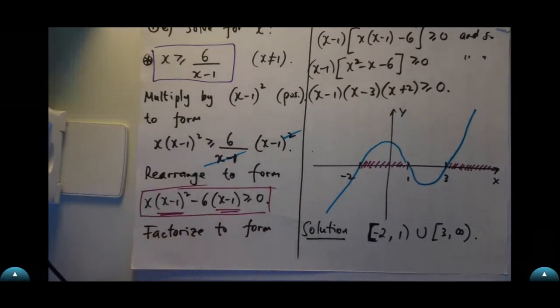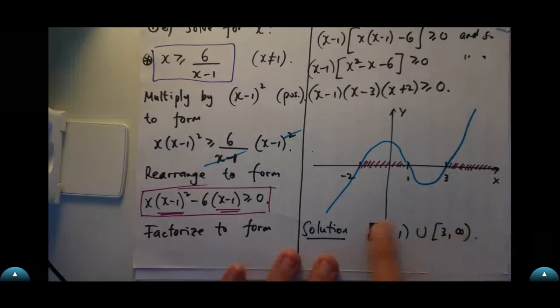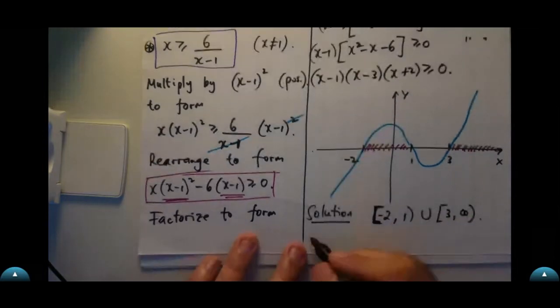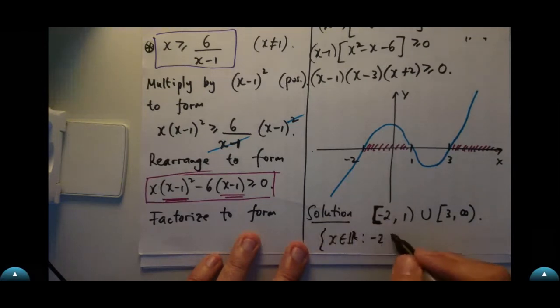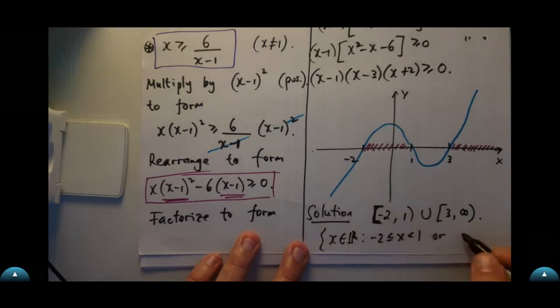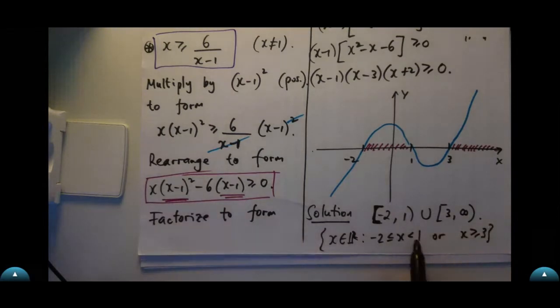Yeah, Keith, that's fine. Yeah, so if this is the interval notation, you can also write it as, you could say the solution set is those real numbers such that x is between -2 and +1, or x is greater than or equal to 3. So that's fine, Keith.